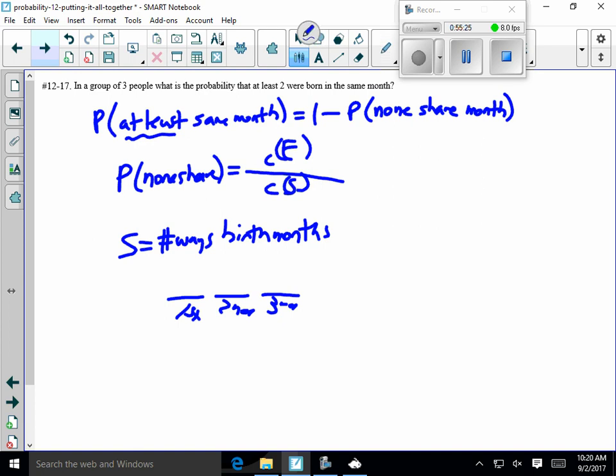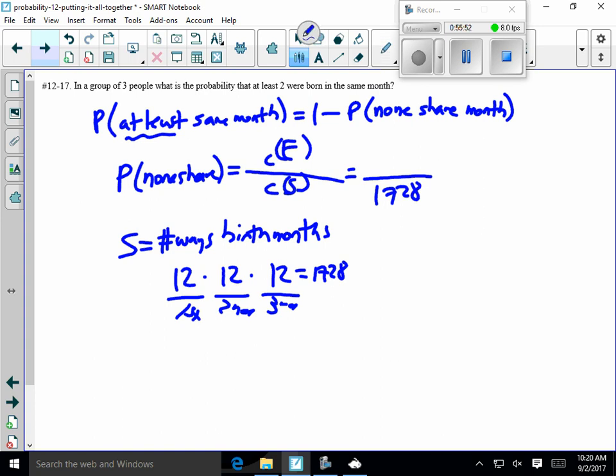Okay, and then the first person, right, they could have one of the 12 months. There are 12 possible months. So there's 12 ways that the first person's birth month could appear. Right, the second person, also all 12 months are available. And then the third person, also 12 months. And the multiplication principle says I can multiply those together. And that gives me that there are 1,728 different ways that three people can have their birth months arranged.